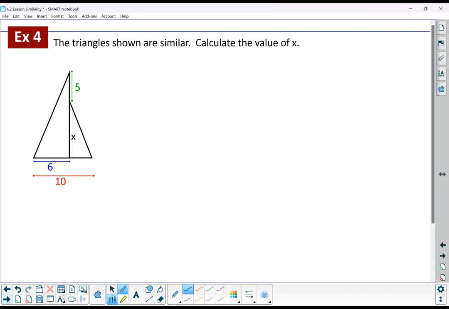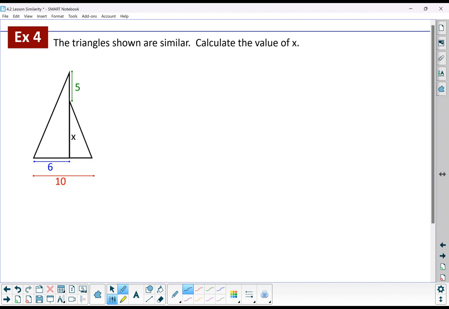Okay, in the triangles shown, they're similar to each other. It looks like we have a larger one and it got reflected over and then there's a smaller one. So we want to calculate the value of x. So what's happening is that we know that this taller triangle is extending 5 units above the shorter triangle.